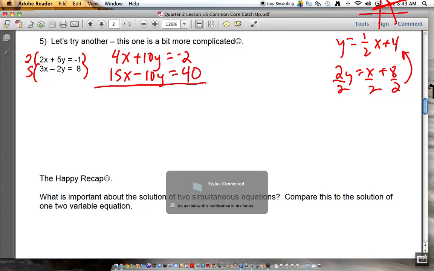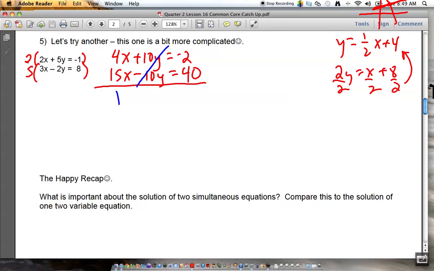With this elimination technique, the only thing about the problem that I think is fairly difficult is matching up the variables. In this case, knowing to multiply the top by 2 and the bottom by 5. That means my 10y's match up, and I get 19x is 38, and I divide by 19, and I get that x is 2. Yay.